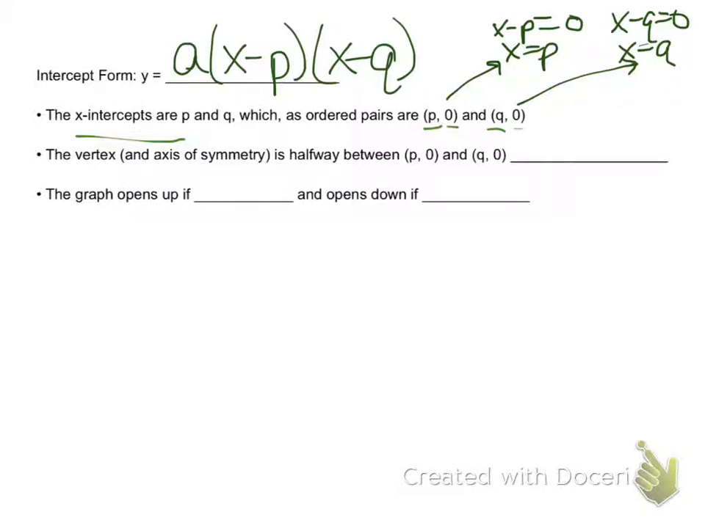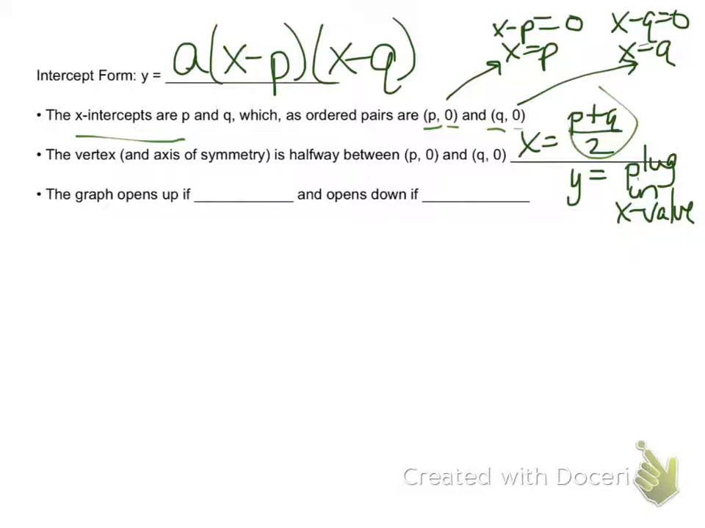The vertex and the axis of symmetry is halfway between p and q. Well, how do you find halfway between 2 points? The x-coordinate is you're going to take the average, so add p and q and divide by 2. And then the same as with standard form, to find the y-coordinate, you're going to plug in that x value into the original equation, and that's going to tell you the y-coordinate of the vertex. And again, your axis of symmetry is simply going to be that line x equals whatever your x-coordinate is.